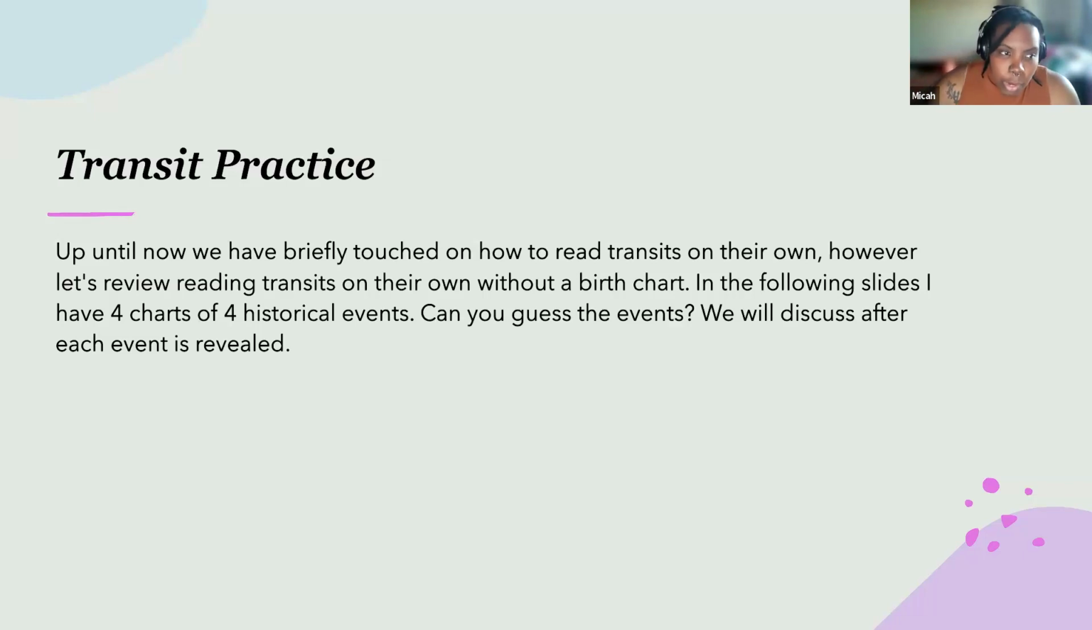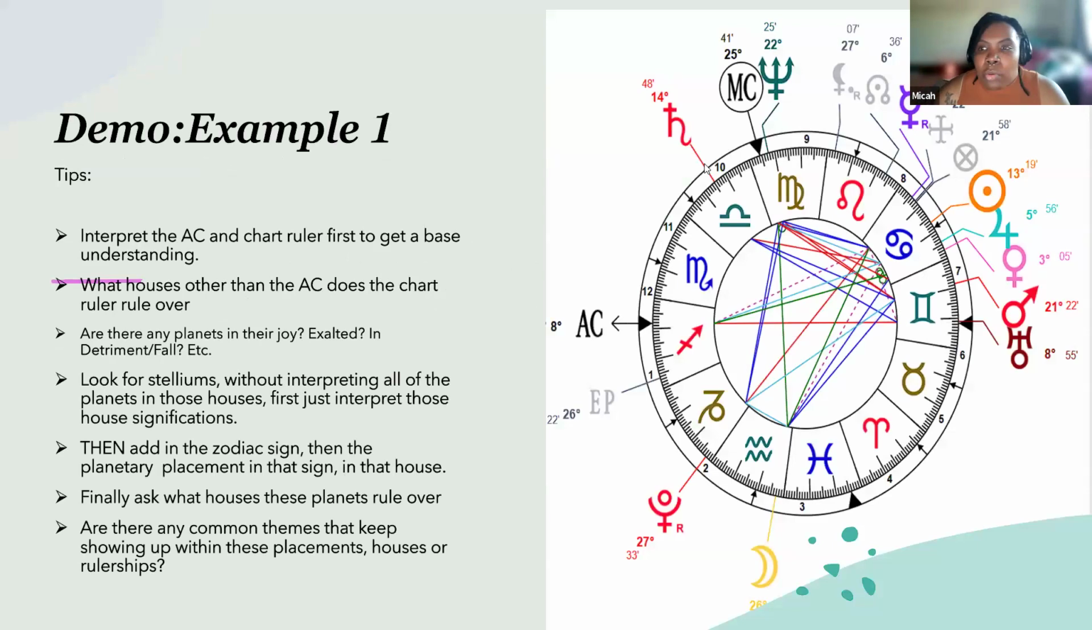So for transit practice, I'm just going to be doing the demo since we only have 10 minutes left. Up until now, we've briefly touched on how to read transits on their own. However, let's review reading transits on their own without a birth chart. In the following slides, I'll have 4 charts of historical events. Can you guess the events? We will discuss after each event is revealed. So this was meant to be a game. So the demo is the first example.